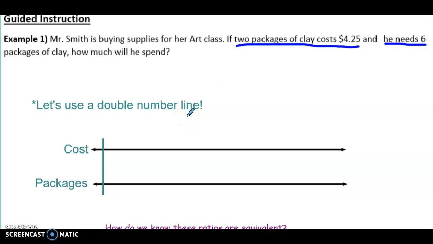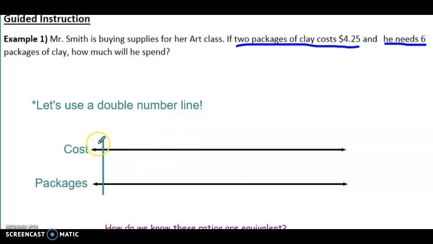So the problem that we're solving is Mr. Smith is buying supplies for his art class. 2 packages of clay cost $4.25. He needs 6 packages of clay. He's trying to figure out how much he's going to spend on that. We're going to use a double number line.